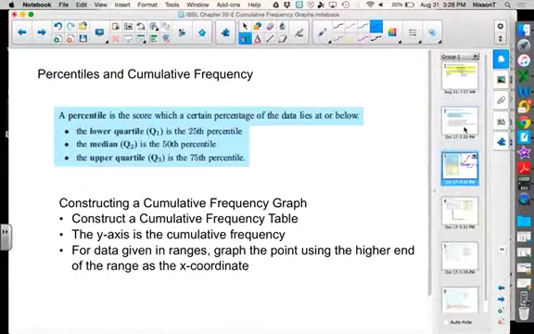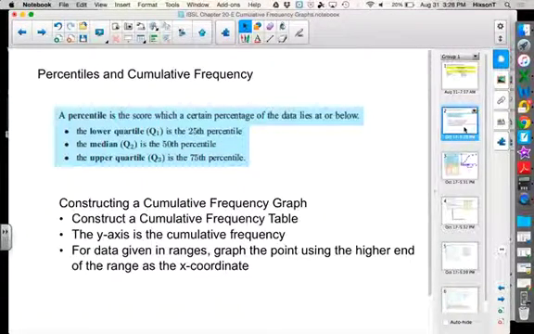Okay? Your cumulative frequency graph should always be increasing. Okay? If it's not constantly increasing, you did something wrong. Okay? Because it's cumulative, so you can't have a certain amount and then have fewer later on.